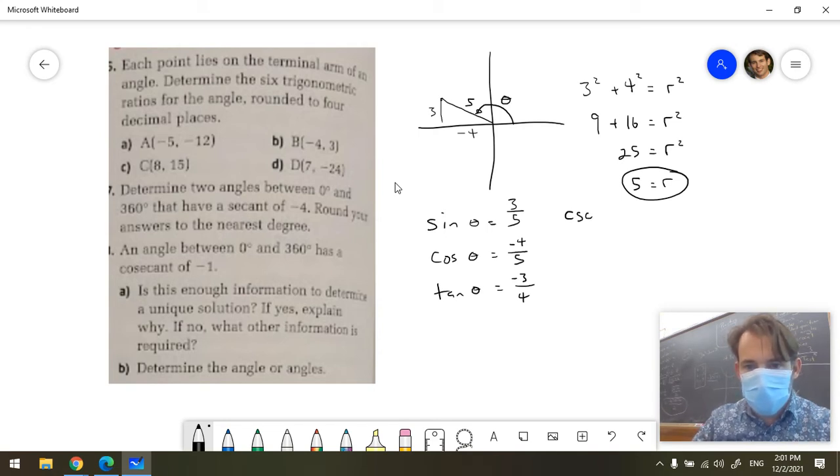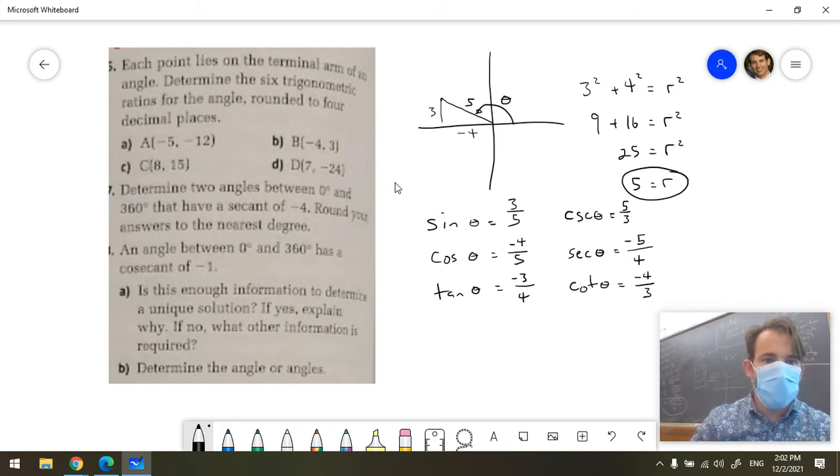Cosecant theta is equal to 5 over 3. Secant theta is equal to negative 5 over 4. And cotangent theta is equal to negative 4 over 3. There, that's done. That's how you do those. Rounded to 4 decimal places? I'm not going to do decimal places there. Those are exact, so who cares? Don't round it. It's exact.